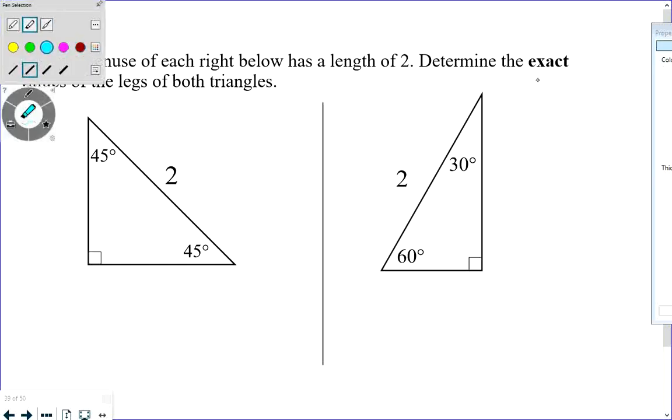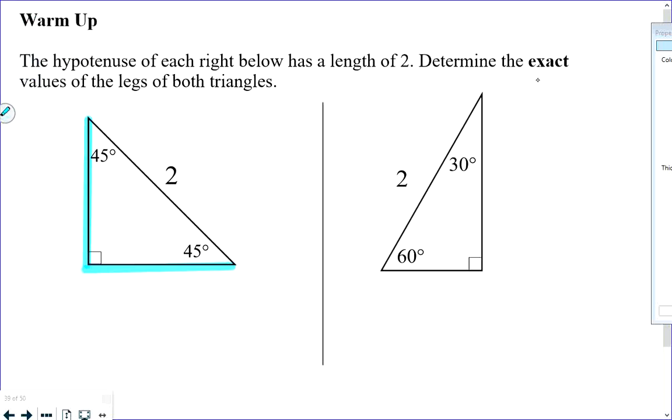I'm going to start with the triangle on the left. How can we determine the exact value of that side and the exact value of that side? I realize that some of you may be hung up on the exact value. Forget about that for a second. How can you determine how long those sides are if the hypotenuse is 2? Does anybody have any ideas? Claire? Use the sine or cosine formulas, maybe?